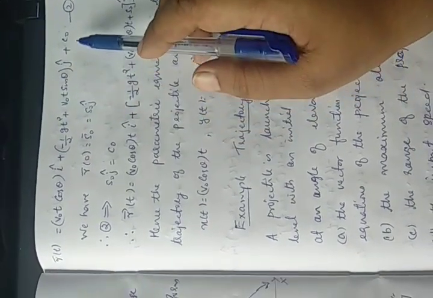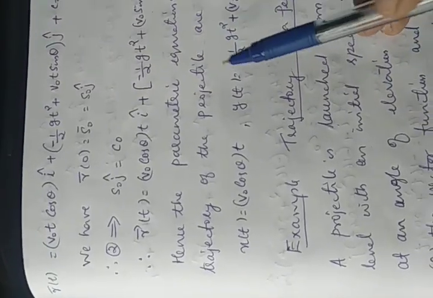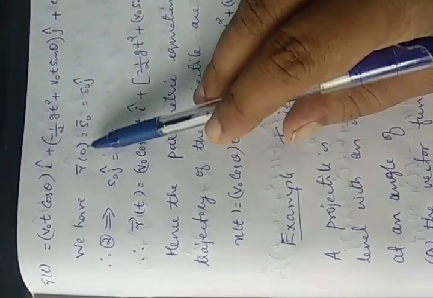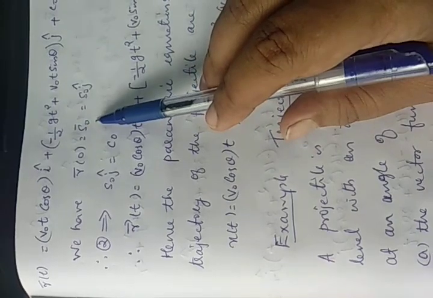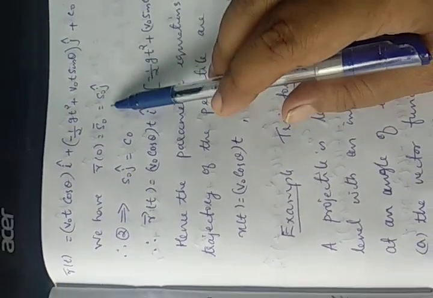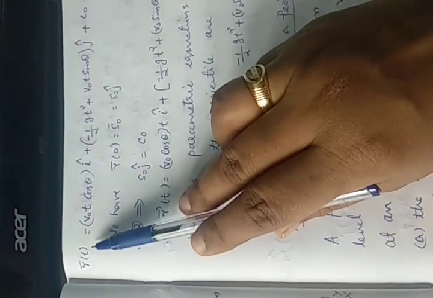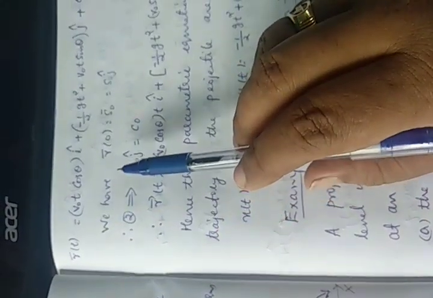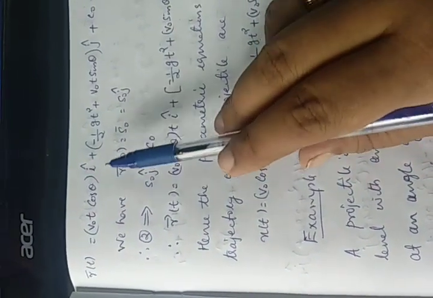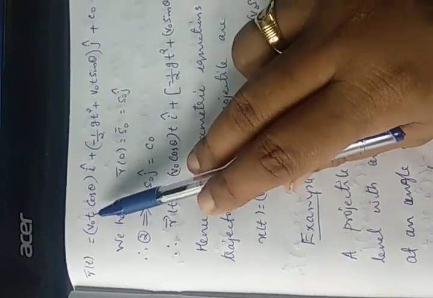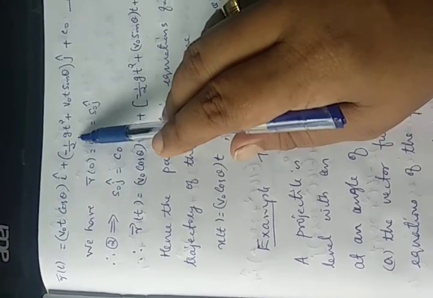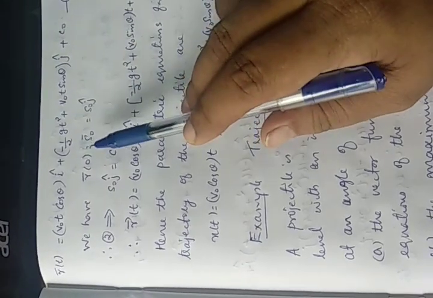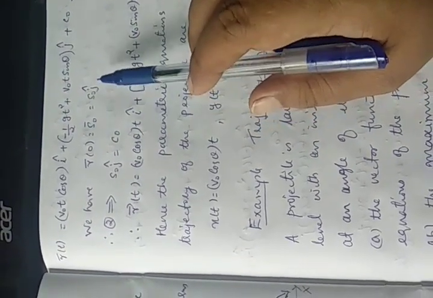Now we have to find this c naught. To find c naught, we use the condition that the initial height is s naught, that is r of 0 is equal to vector s naught, equal to s naught j. So put t equal to 0 here. On the LHS, r of 0 is equal to s naught bar, and on the RHS the first term becomes 0, here also 0, plus c naught. So we get c naught is equal to vector s naught bar, that is equal to s naught j.